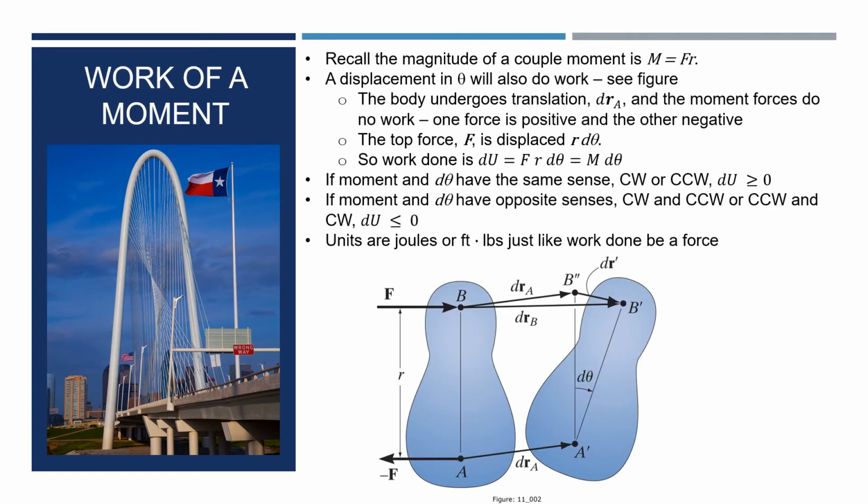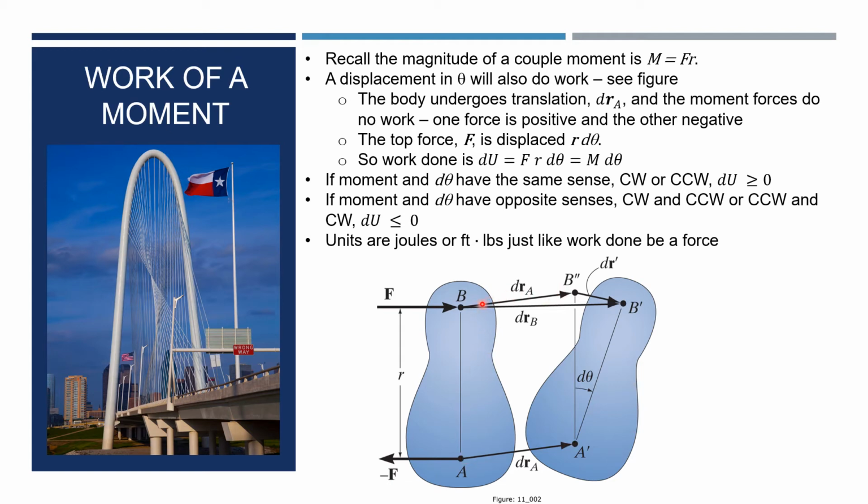Next slide. So moments, work of a moment. A moment, recall, is force times the lever arm, and it's actually a cross product vector-wise. This is the scalar equation, and that's force perpendicular to the radius, or radius perpendicular to the force. A displacement will also do work. So we think of a body like this with a couple moment. Here's the couple moment right here. And now you displace it, dr A and dr B. So here's a parallel line. This is a parallelogram.